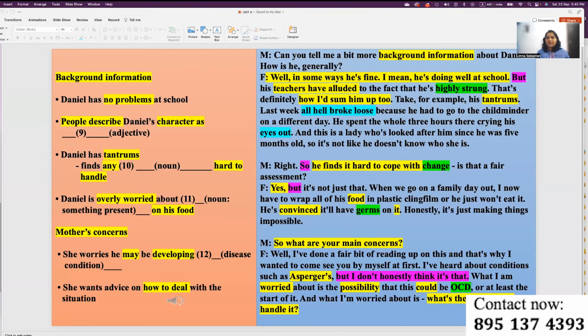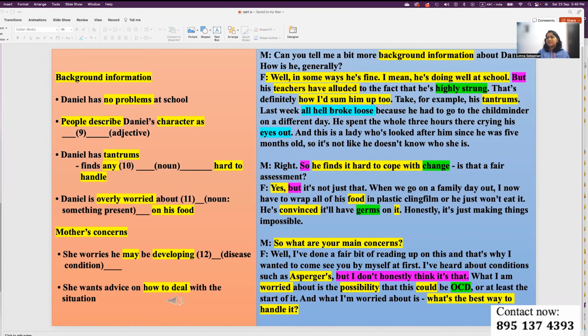Again, take for example his tantrums, everything. Again, she is explaining about his tantrums. And you can see in blue color, I highlighted: all hell broke loose, eyes out. These are some idioms they are using. You can see a lot of idioms like this that they use in listening part A. If you are interested, after the session you can go and check the meaning of these idioms.